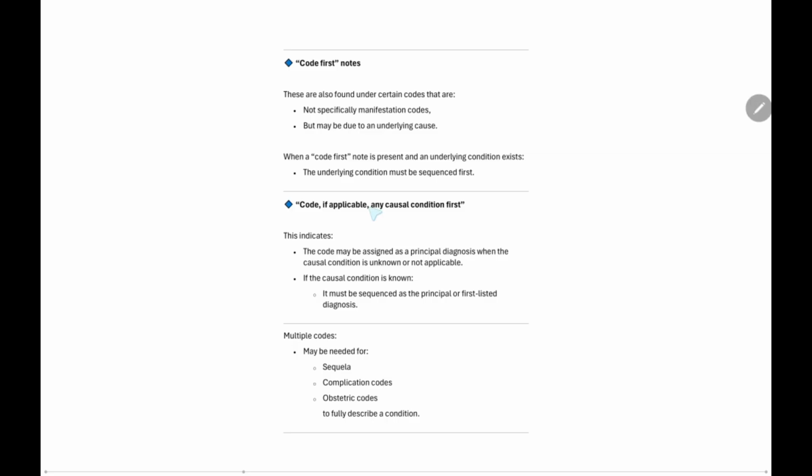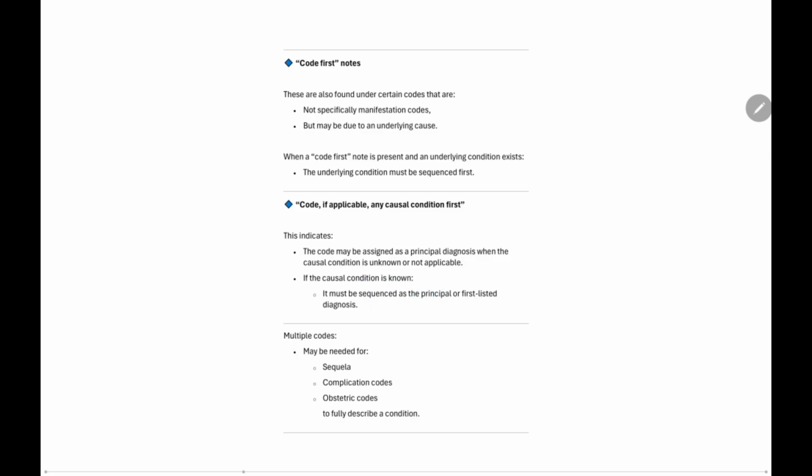Okay, next, code if applicable any causal condition first. This indicates the code may be assigned as a principal diagnosis when the causal condition is unknown or not applicable. If the causal condition is known, it must be sequenced as the principal or first listed diagnosis. Okay, the code may be assigned as a principal diagnosis when the causal condition is unknown or not applicable.